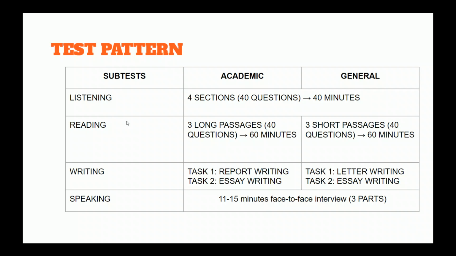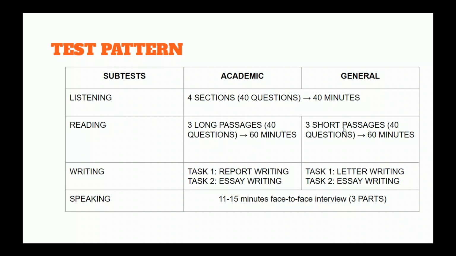For the reading, on the other hand, the academic has three long, more difficult passages with 40 questions, and it should be done in 60 minutes. On the other hand, the general training has three shorter passages. It's way easier, guys, and it also has 40 questions in it. So you also have to finish it in 60 minutes.